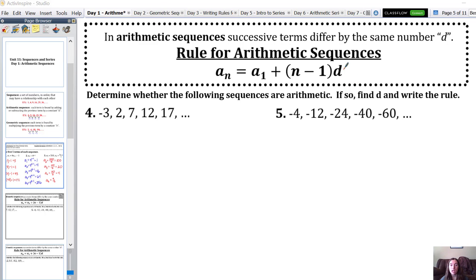To figure out if it's arithmetic, we need to see if we can add or subtract the exact same number each time to get from one number to the next. In number 4, to get from -3 to 2, we would have to add 5. To get from 2 to 7, we would add 5. To get from 7 to 12, add 5. And from 12 to 17, add 5. We need to check all of them because if even one of them is different, that completely ruins this sequence and that would make it not arithmetic. However, since we're adding the same number every time, this is arithmetic.